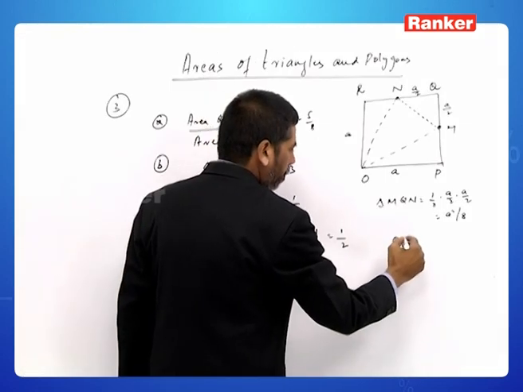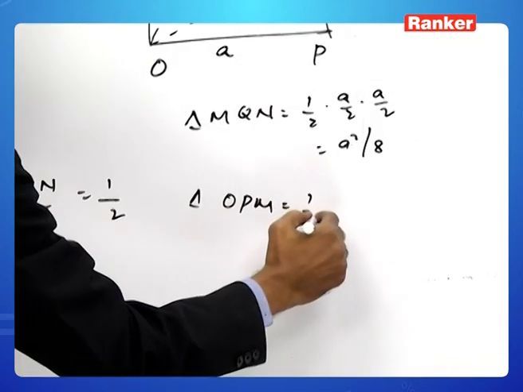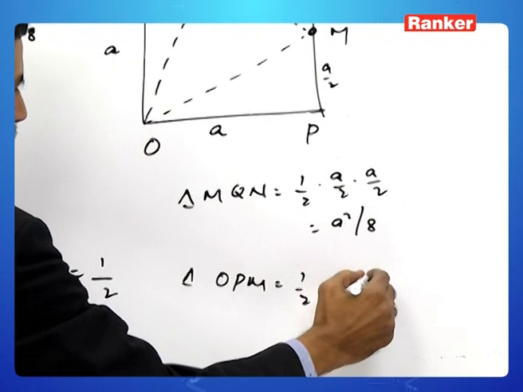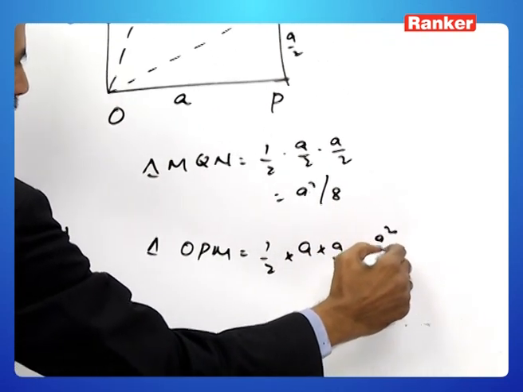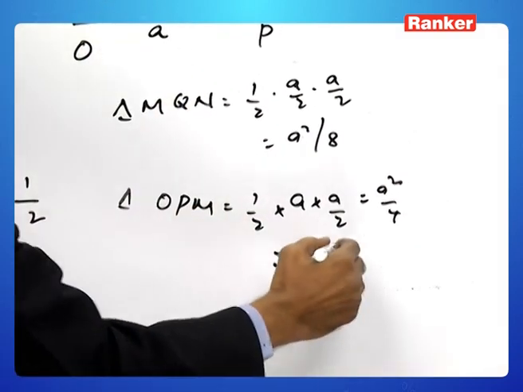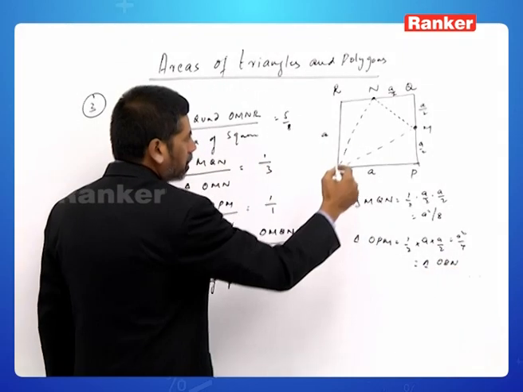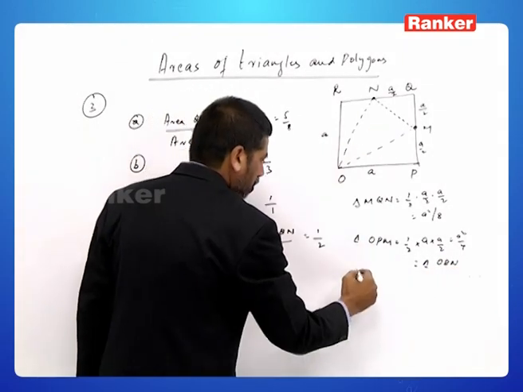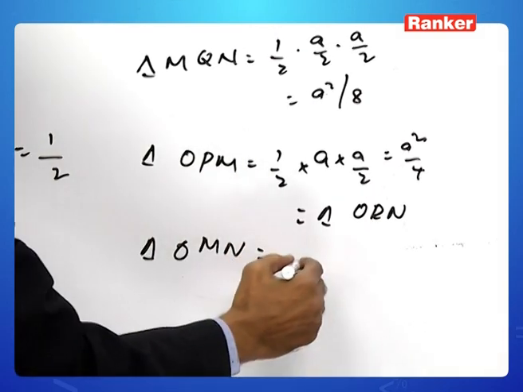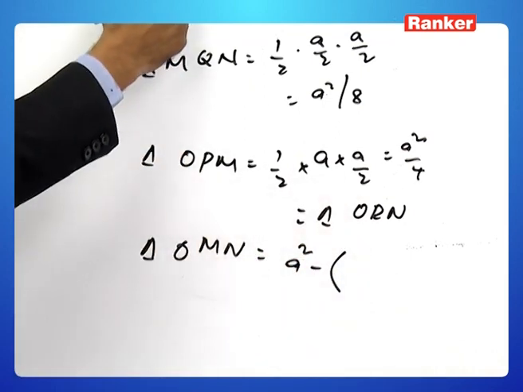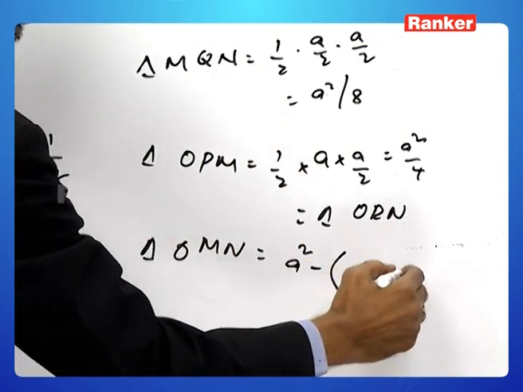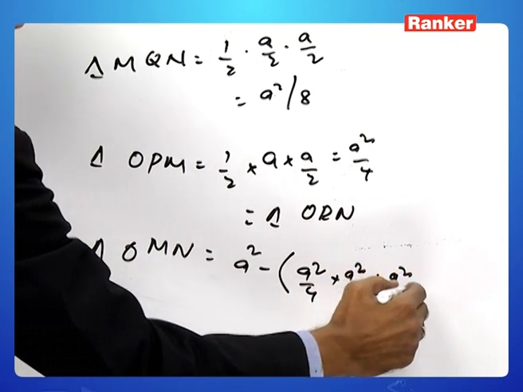So if you look at OPM, it will be half into base into height. This is also A by 2. A into A by 2. So this is A square by 4. This will also be the area of triangle ORN. So now you can easily calculate this area. So area of OMN will be nothing but the total area of the square minus this area plus this area plus this area. So that is A square by 4 plus A square by 4 plus A square by 8.